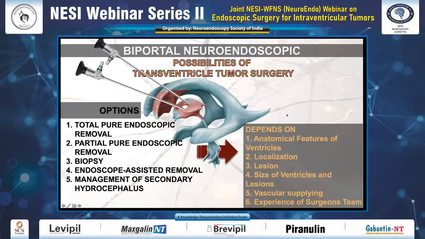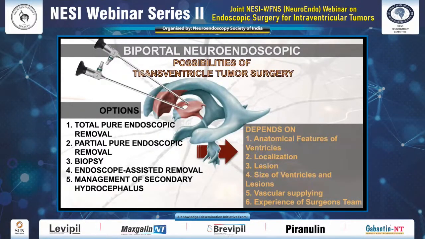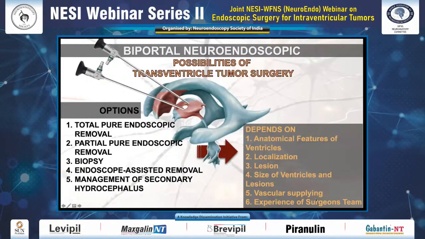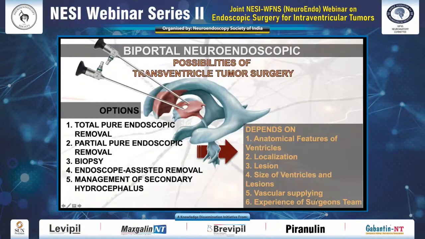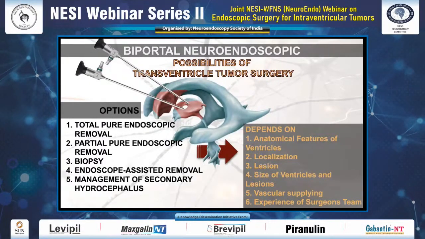But this kind of surgery depends on the anatomical features of the ventricles, localization of lesions, size of ventricles and lesions, vascularization, and one of the most important is the learning curve, or experience of the surgeon.